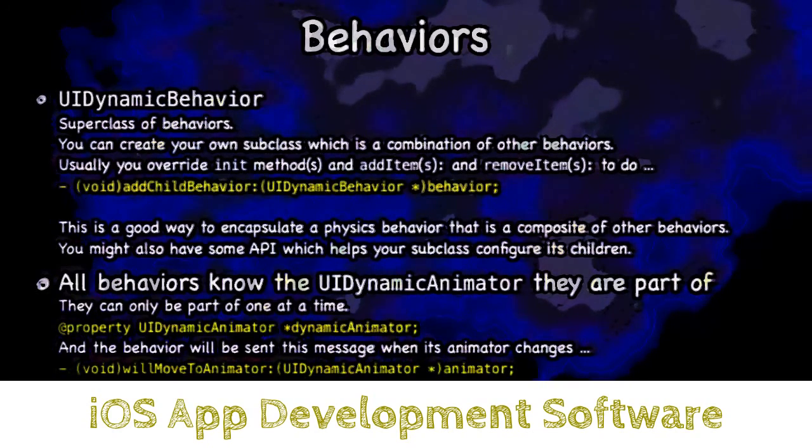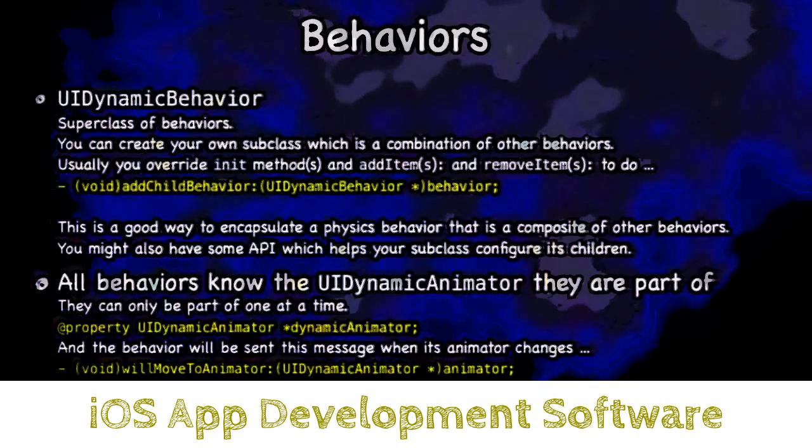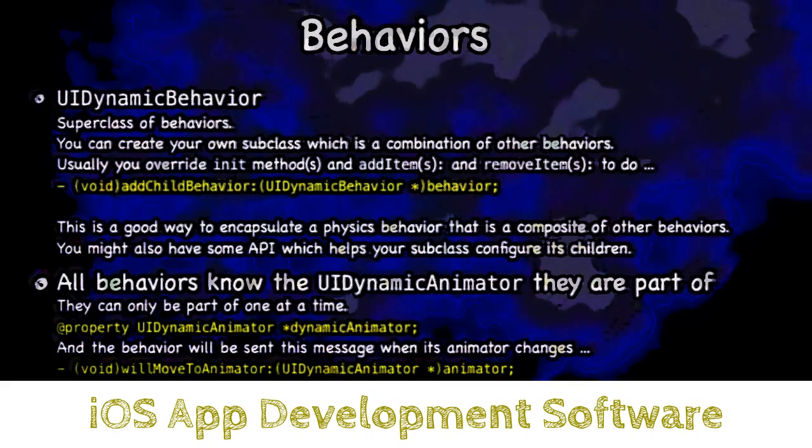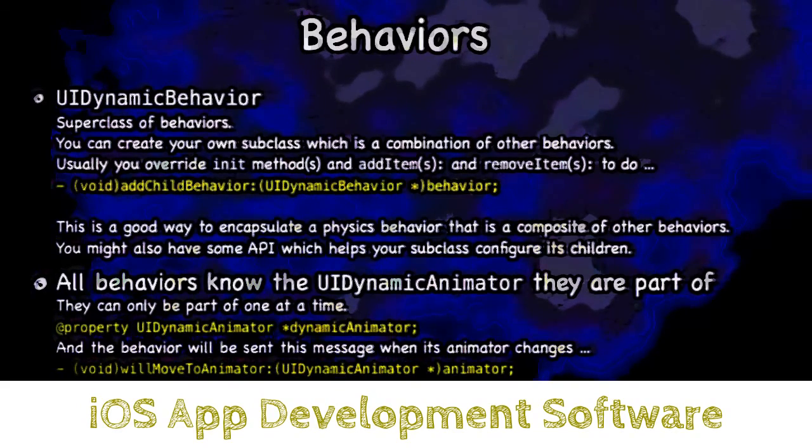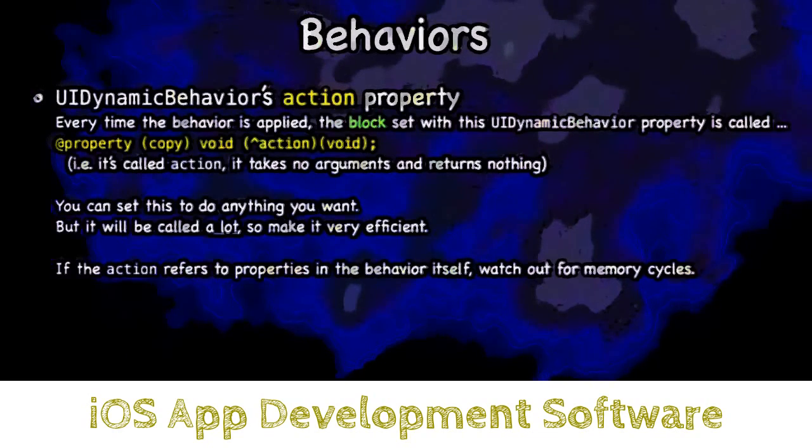And there's kind of a view controller lifecycle thing of UI dynamic behaviors, which has only one method in it, willMoveToAnimator. So that gets called every time it gets moved to an animator or out of an animator. This will be called with nil. Okay? So that way you can find out whether your behavior is currently being animated or not, and by which animator.